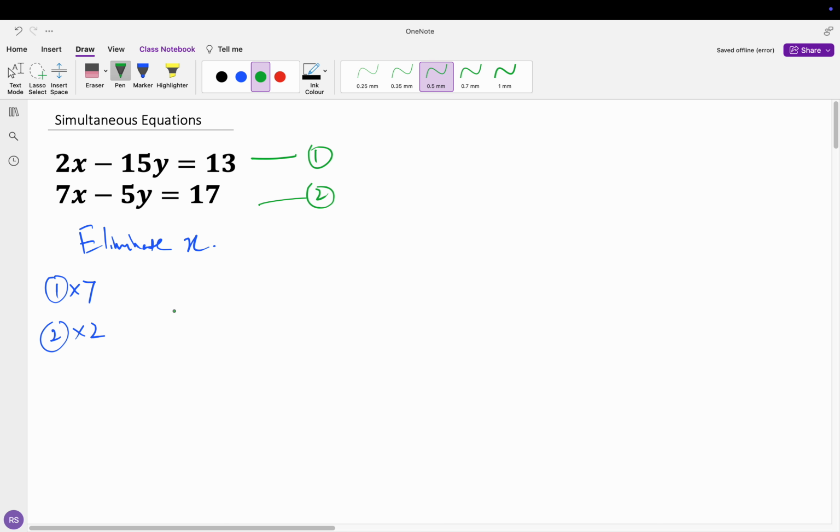So let's rewrite the two equations. Equation 1 times 7, so 2 times 7 we will get 14x, followed by y. For y we will get 15 times 7, which is 105, so minus 105y, and then 13 times 7 you will get 91.